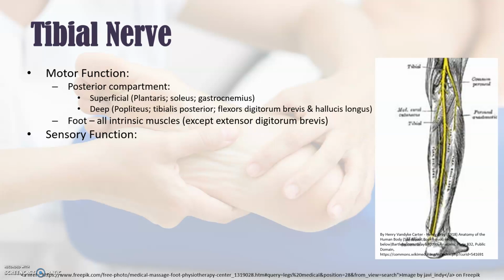Popliteus and gastrocnemius. And it supplies all of the muscles of the posterior compartment of the leg, both the deep and superficial compartments, and all of the intrinsic muscles of the foot, except for extensor digitorum brevis, which is supplied by the deep peroneal nerve. It supplies sensation to the sole of the foot, and also it contributes to the sural nerve, so it can supply some sensation to the posterolateral leg and the lateral edge of the foot.